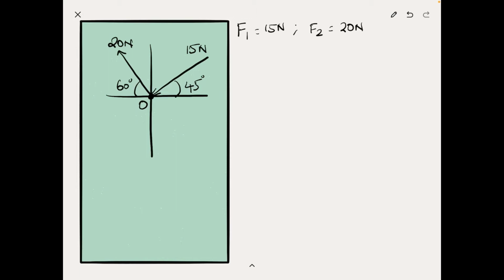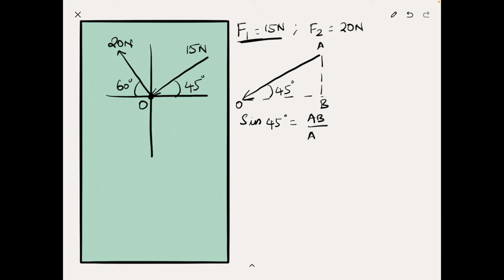Now let's try to resolve these two forces and try to find out what are the horizontal and vertical components that is equivalent to these two inclined forces. First, let me consider the force F1, which is 50 newton, and let me draw a virtual triangle over this at an angle of 45 degrees. So this point we know as O, and let this be A and B. So sine of 45 degrees would be AB divided by AO.